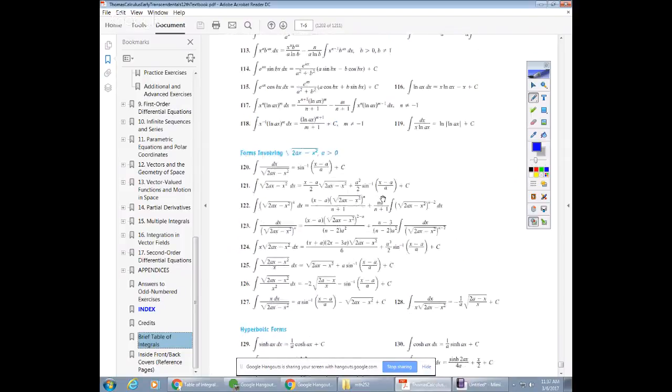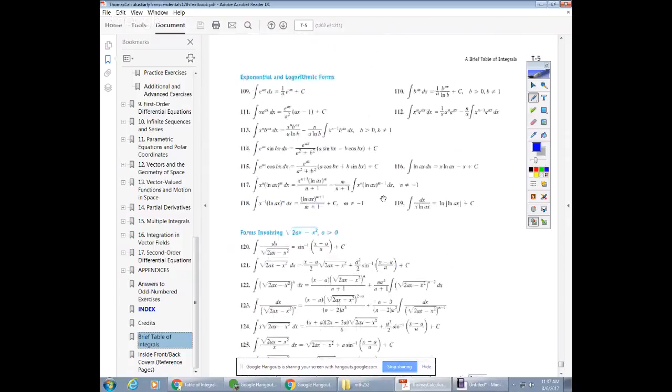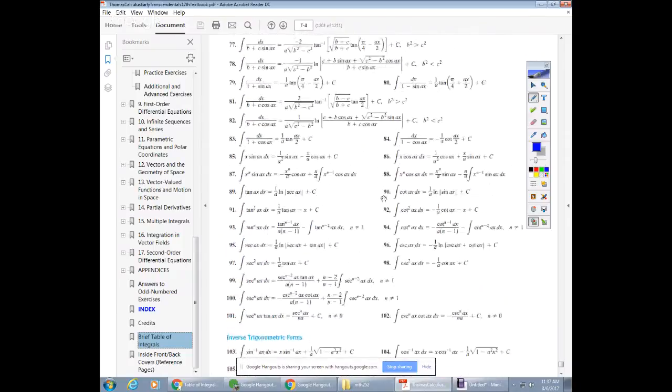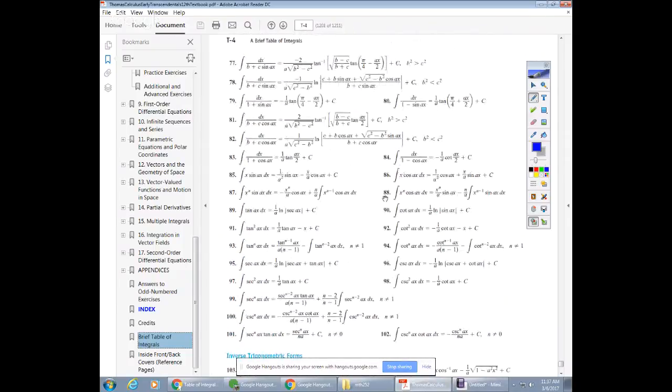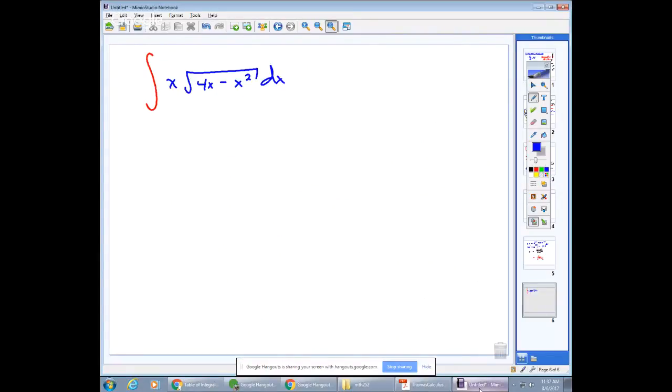All right, so let's see. Here we have x times the square root of a quadratic, is the one I'm looking at right here. Is there something like that in our table? So write that integral down, and then we'll use the integral table, and then we'll ask Wolfram Alpha what it thinks.